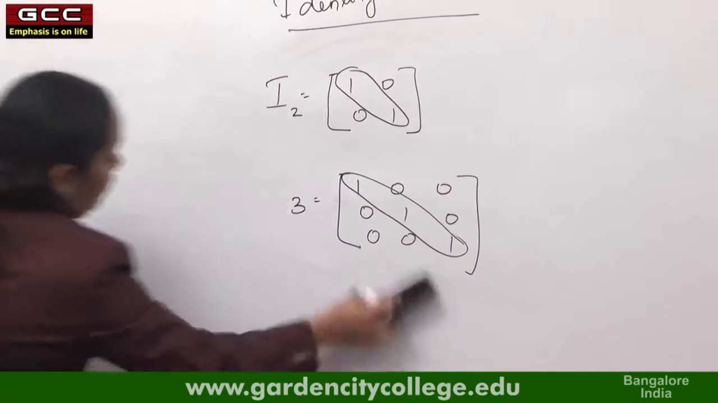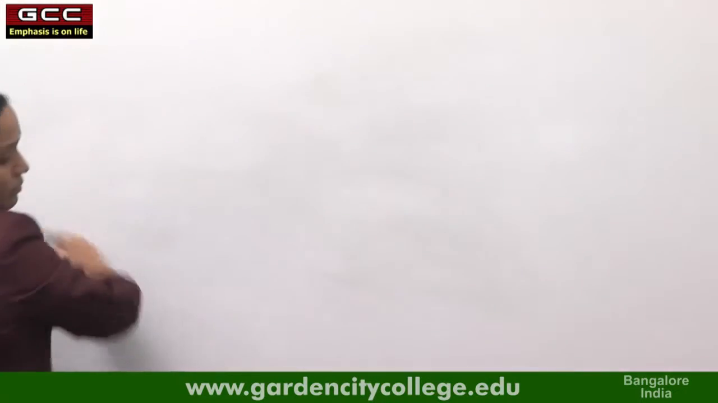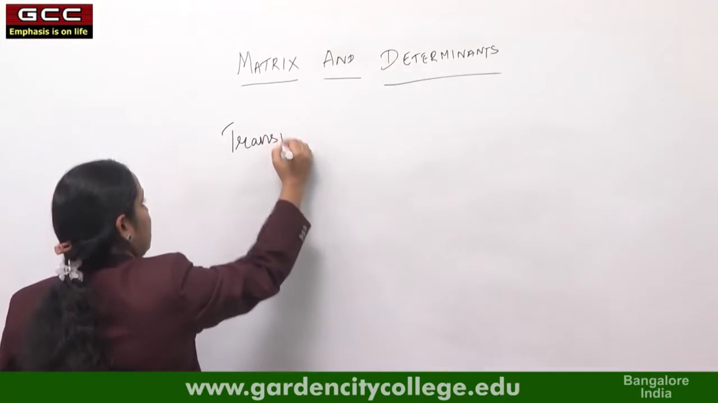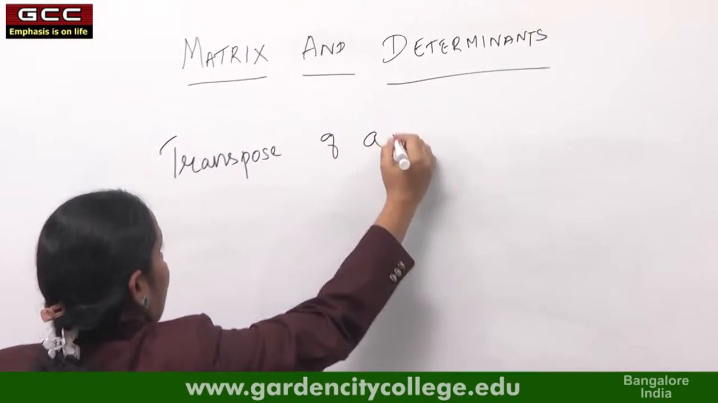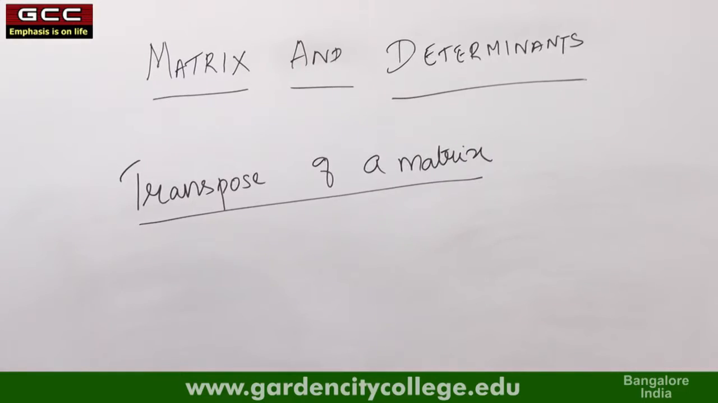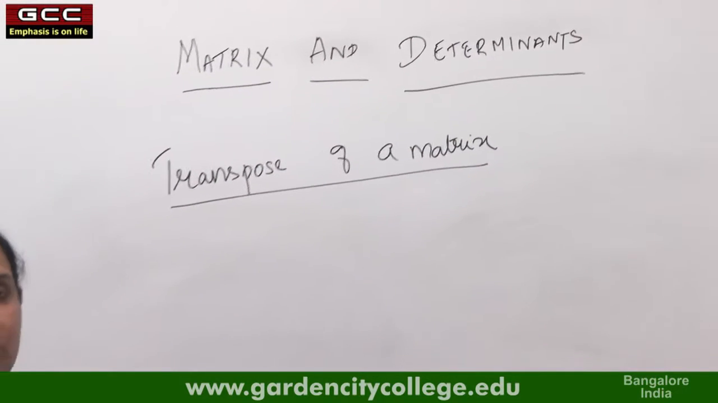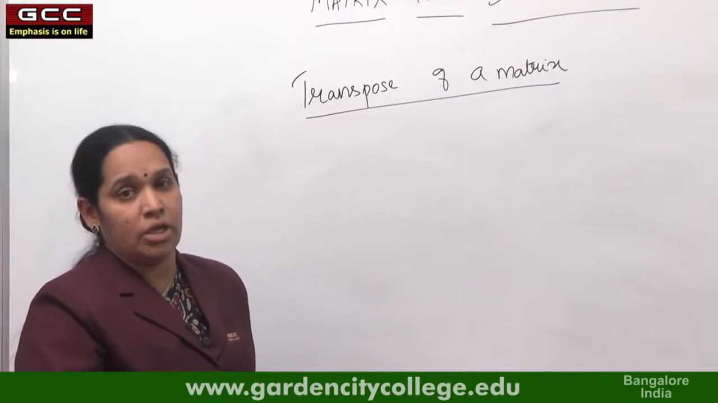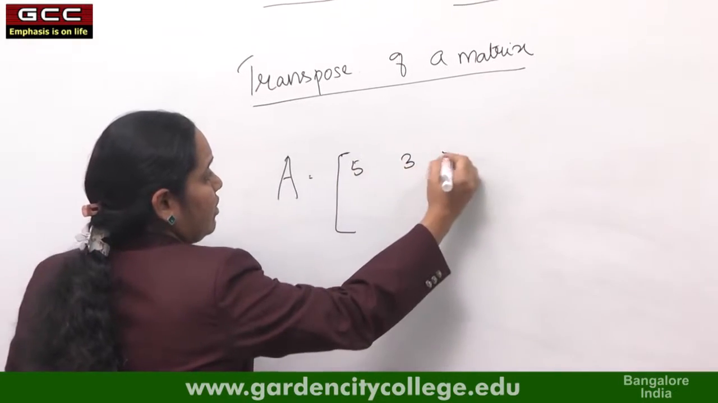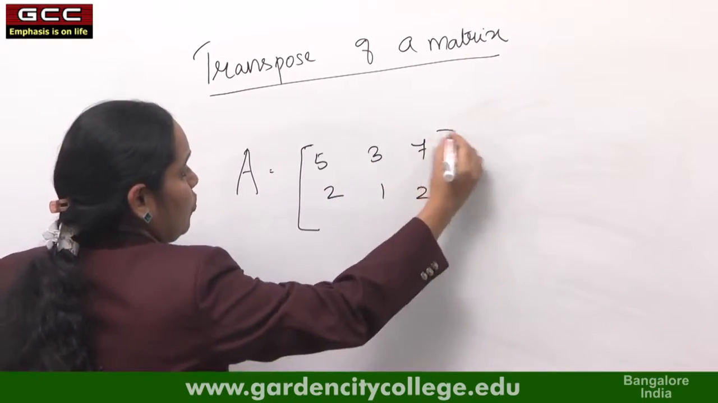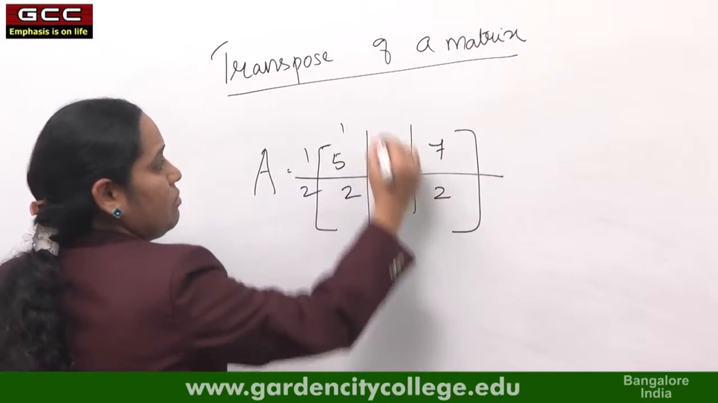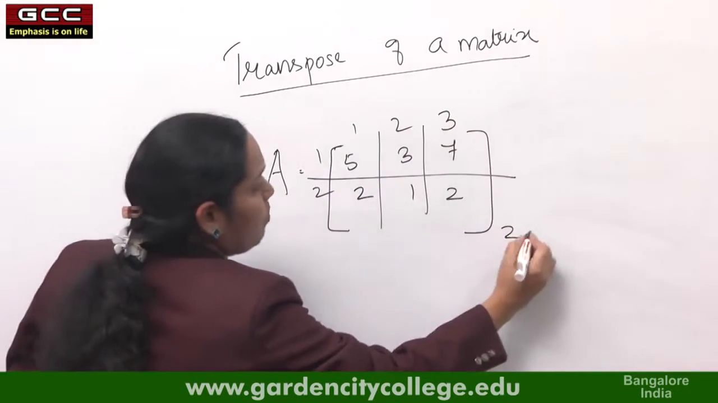Now let us move on to the next one, which is the transpose of a matrix. The transpose of a given matrix is defined as a matrix in which the rows and columns are interchanged. For example, if I have a matrix A is equal to [5 3 7; 2 1 2], the order of this matrix is 2 by 3, as there are 2 rows and 3 columns.